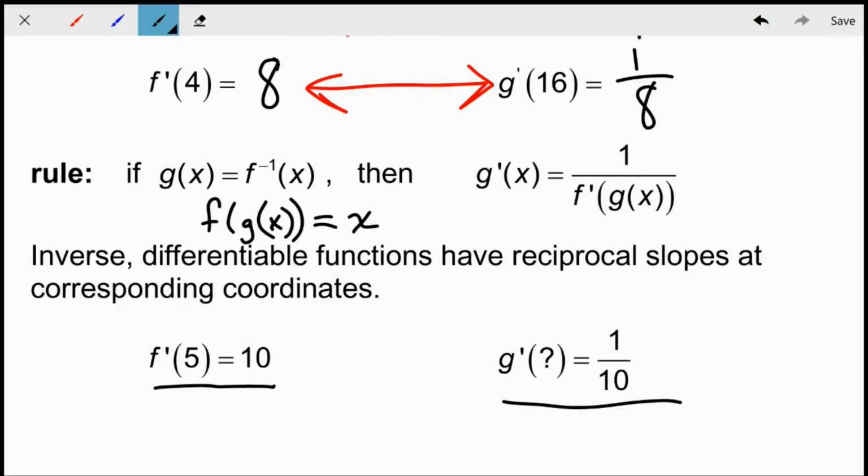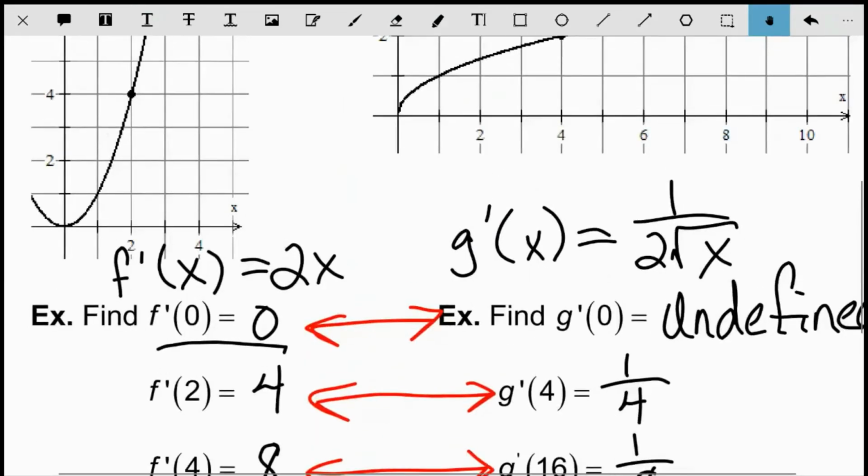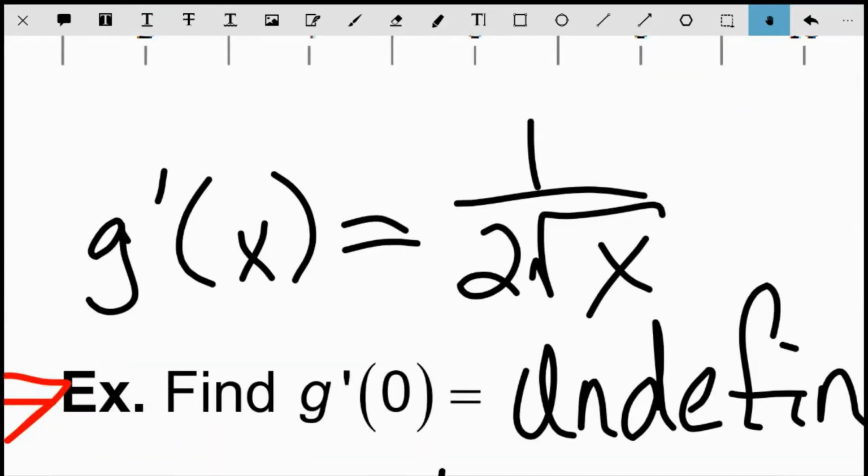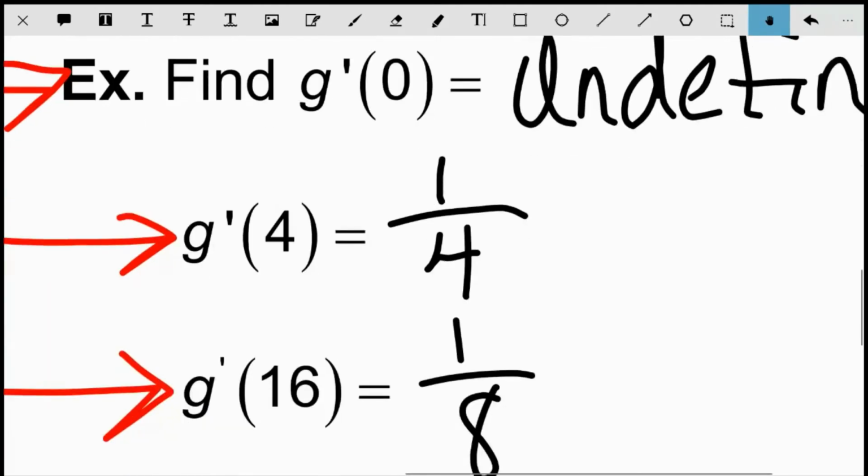Well, the reciprocal of 10 is 1/10, so that means that I should be at a corresponding point on the g function. Now remember, the f function was x squared. If I plug 5 into the f function, it gives me an output of 25. So that means that when I'm referencing the corresponding slope on the g function, I should be looking at x equal to 25. So g prime at 25 would be equal to 1/10. And you can check that. If you go back up here, if you plug 25 in for x into this derivative, you can see that you're going to get 1/10.